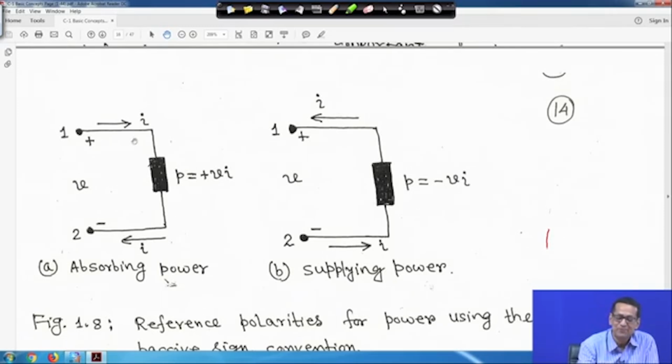The easiest way is: current entering through the positive terminal, so it is plus V I. Current entering through the negative terminal, it is minus V I. Current entering through the positive terminal, the element is absorbing power. Current entering through the negative terminal, the element is supplying or delivering power. I hope you have understood this, right.